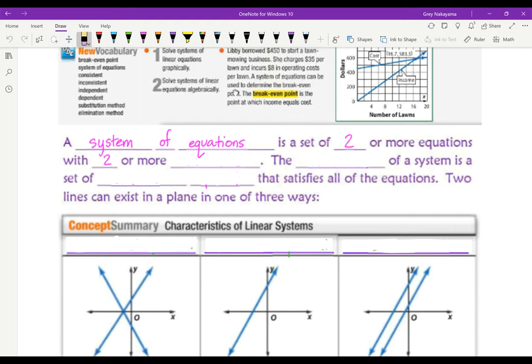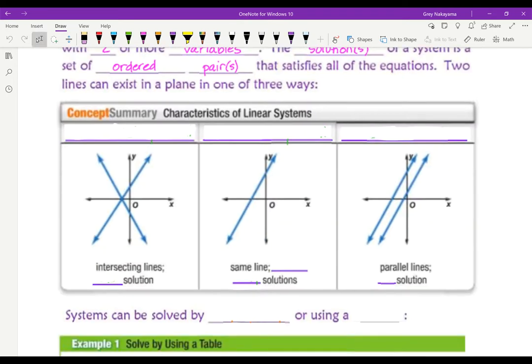First and foremost, a system of equations is a set of two or more equations with two or more variables. And the solution of the system is a set of ordered pairs that satisfy all the equations in your system. So today we are talking about just two lines, and they can exist in a plane in one of three ways. Here are pictures of those three different ways.